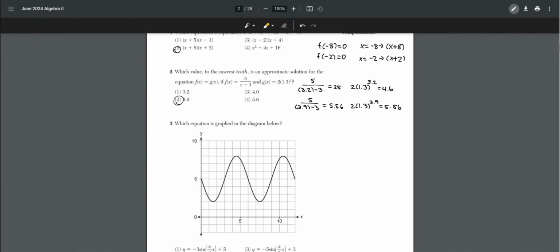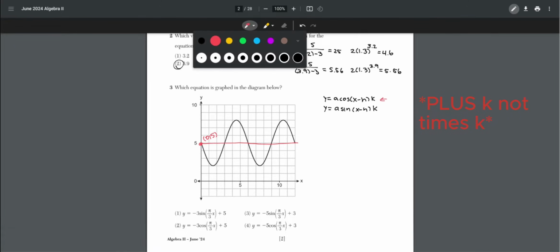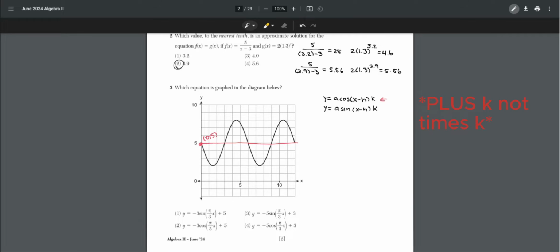Number 3. Which equation is graphed in the diagram below? We know that y is equal to a times cosine x minus h, plus k, or y is also equal to a sine x minus h, plus k. We know in cosine graphs that they start at the midline, which we can see by the red line, and the y-intercept is 0, 5. This shows us there's a vertical shift 5 units up. So the k value is equal to 5, and choice 2 is correct.